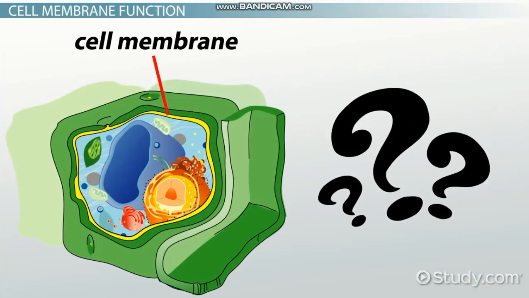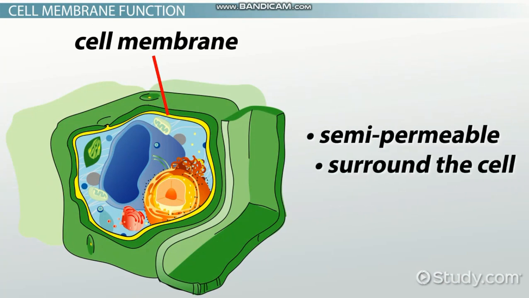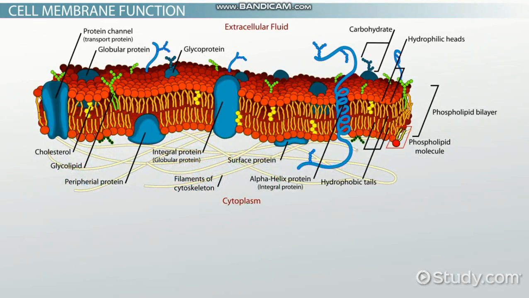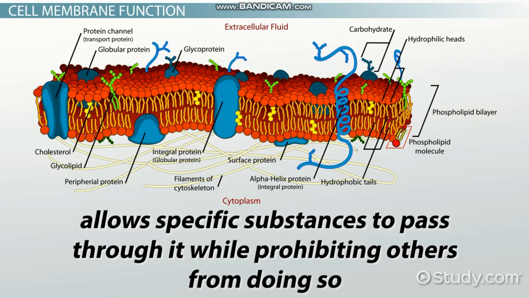Now, what do plant cell membranes actually do? Well, our initial definition said that cell membranes are semi-permeable and that they surround the cell. This information hints at two primary functions of plant cell membranes. First, the membrane retains the cell's cytoplasm and interior parts. And second, it allows specific substances to pass through it while prohibiting others from doing so.